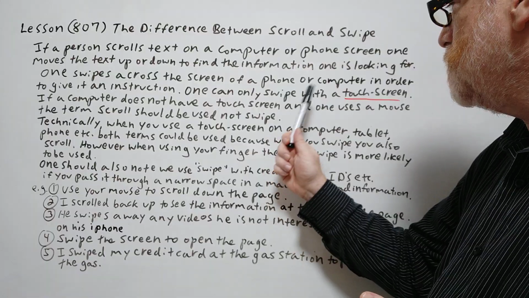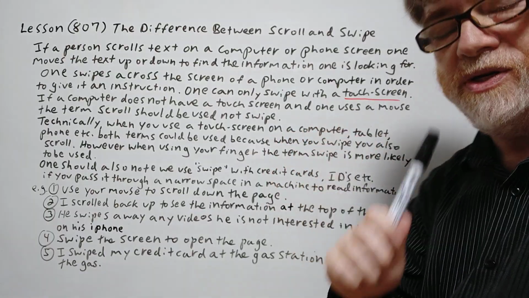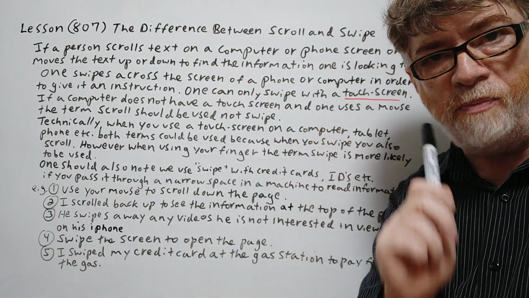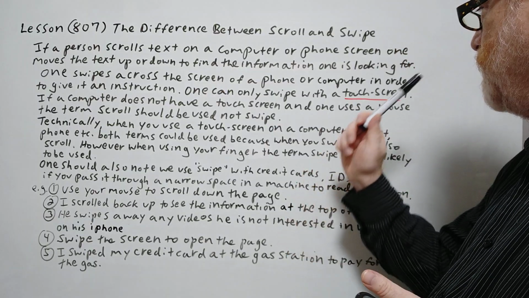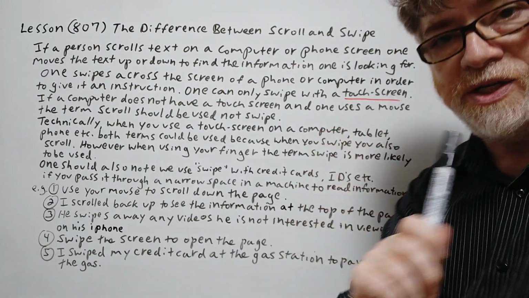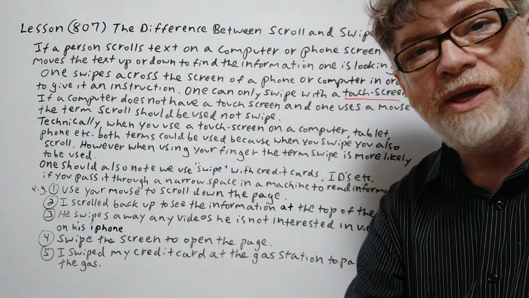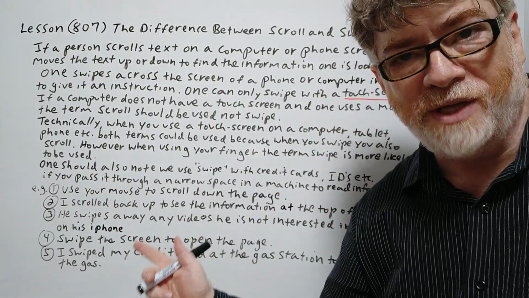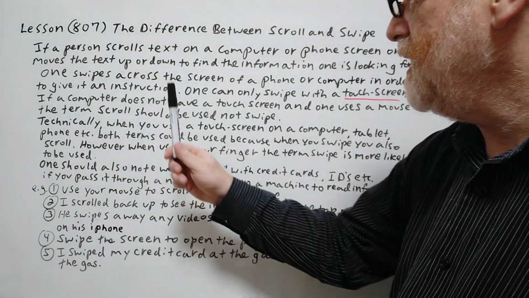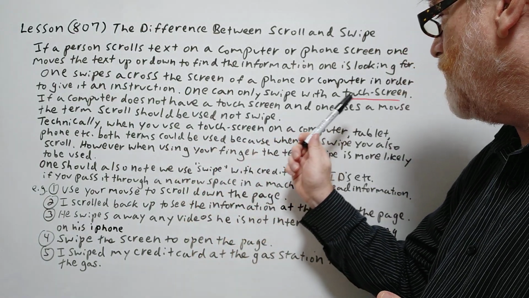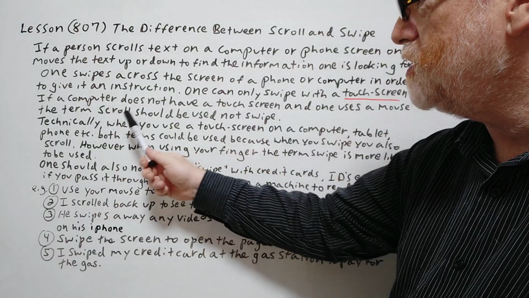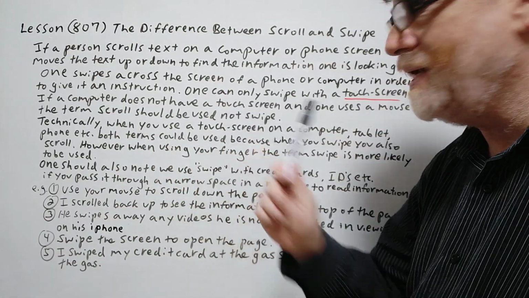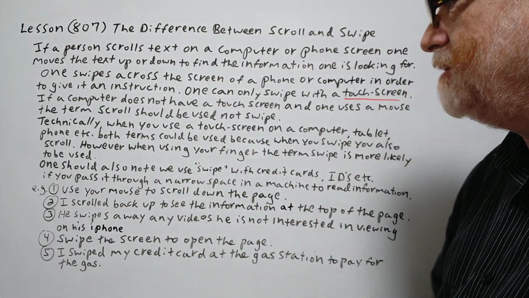One can only swipe with a touchscreen. So that's the very first important point. If there is no touchscreen, you cannot use swipe. You can't just swipe a regular computer with no touchscreen. Okay. If a computer does not have a touchscreen and one uses a mouse, the term scroll should be used, not swipe. All right, let's continue.